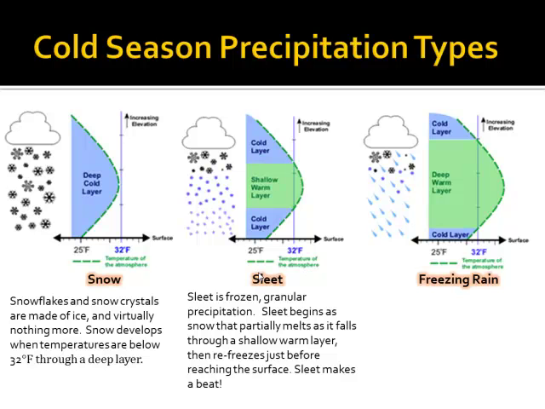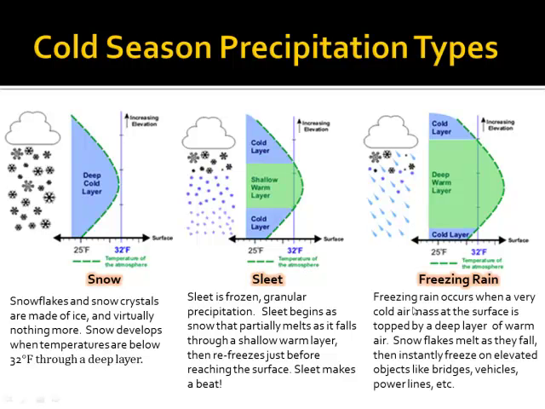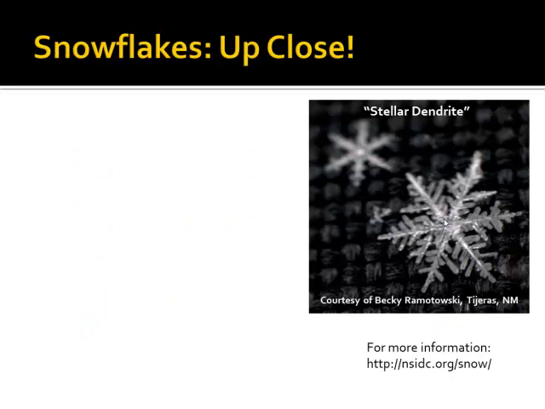Our next is freezing rain. And freezing rain, again, much like sleet, except you have a deeper, warmer layer that this precipitation falls into. So freezing rain occurs when a very cold air mass at the surface is topped by a deep layer of warm air. Snowflakes melt as they fall, then instantly freeze on surfaces once they come in contact with the surface. So we don't see freezing rain very often, but when we do, it's primarily in the eastern plains.